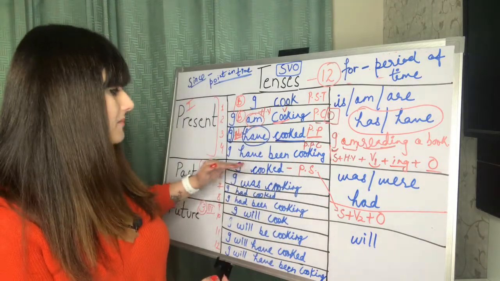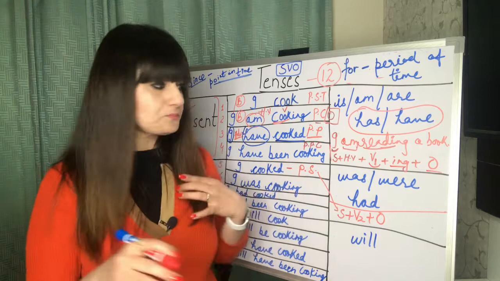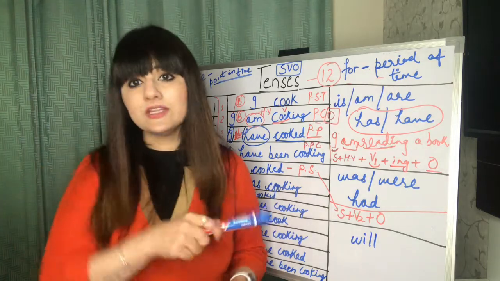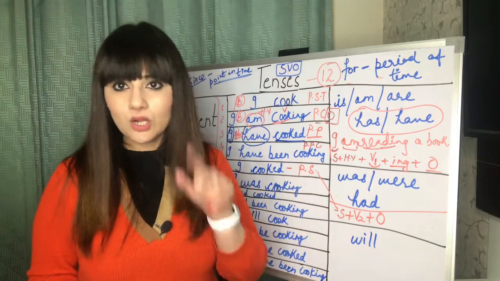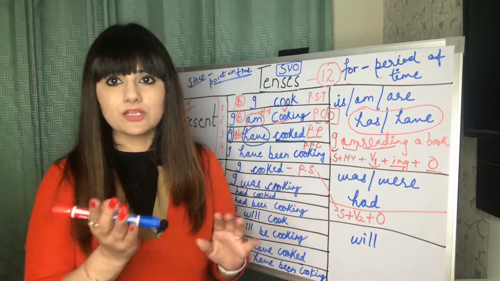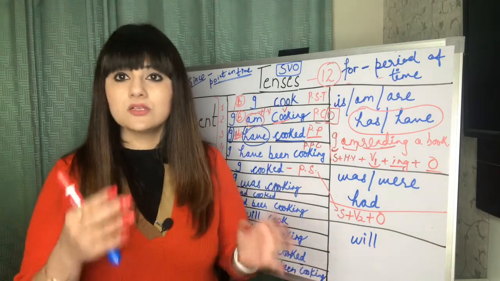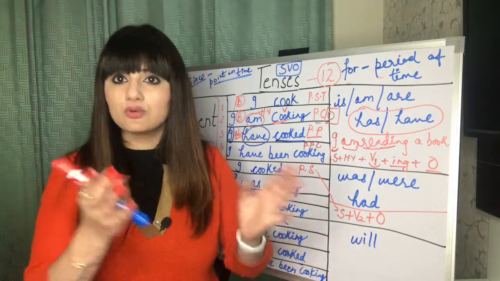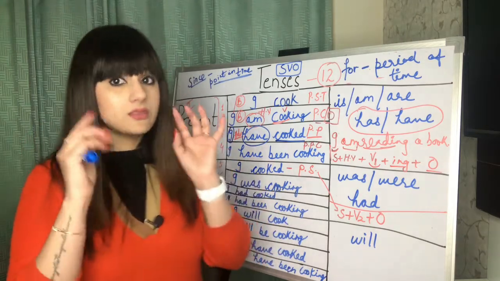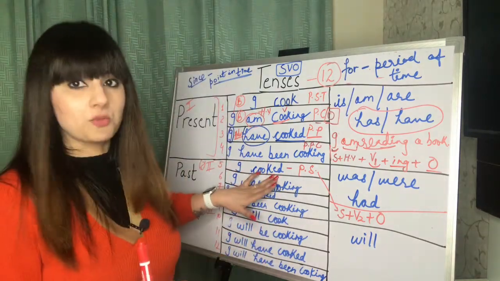So here I'm talking about "I cooked", that's fine. If I'm talking about "I went to the market", you cannot use the base form in the past tense. If I say "I went to the market yesterday", some people say "I go to the market yesterday." No, with yesterday you cannot use go. You have to use the second form of the verb.